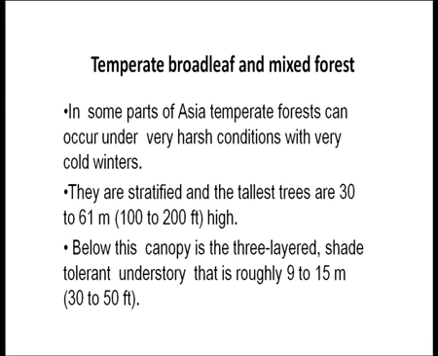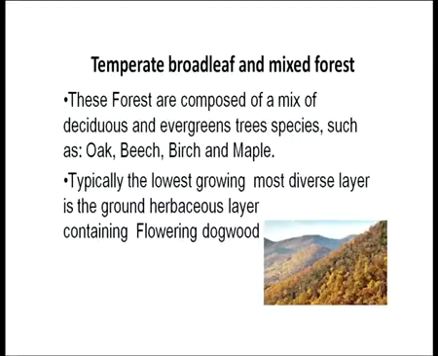They are stratified and the tallest trees are up to 30 to 61 meters in height. Below the canopy, a 3-layered shade tolerant understory of plants is found with a height of 9 to 15 meters. These forests are composed of mixed deciduous and evergreen tree species such as oak, beech, birch and maple. Typically, the lowest growing, most diverse layer is the ground herbaceous layer containing the flowering dogwood.